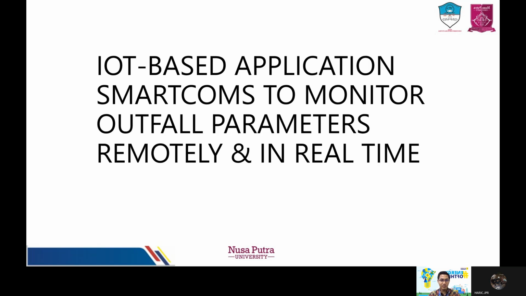Today we are going to discuss IoT-based application SmartCom to monitor outfall parameters remotely and in real time. You know, a steam power plant is a power plant that produces a very large amount of heat energy. Therefore, a power plant must have a tool that serves as a cooling system. A cooling system can be sourced from several media. One of the media commonly used is seawater.